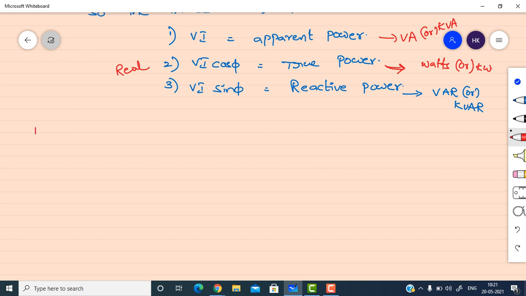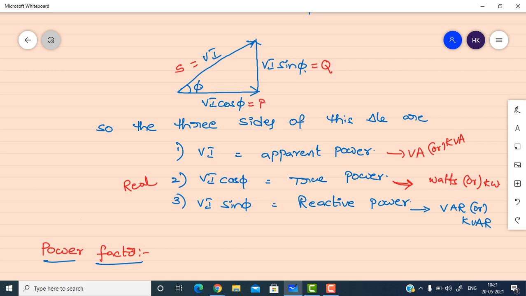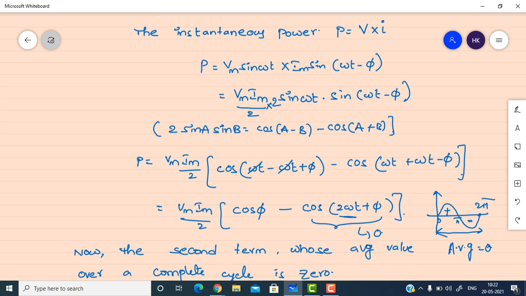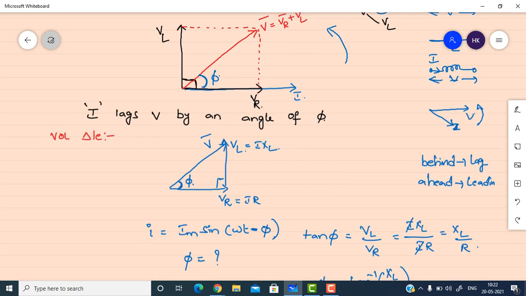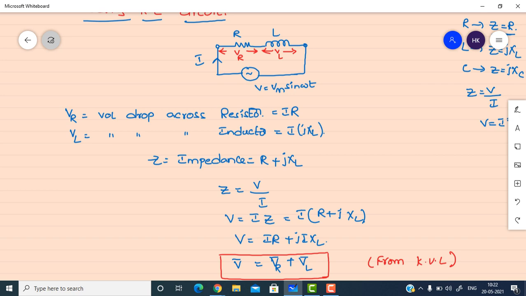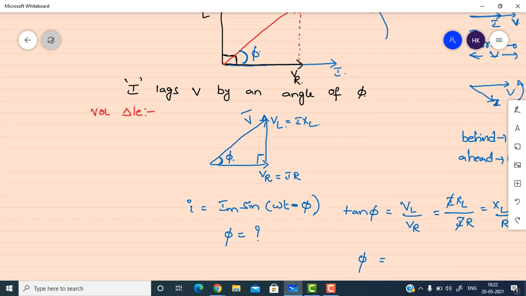Let's see one more important concept, power factor. So whenever the series RL circuit is given, you have to write up to this power triangle. Everything you have to write: average power of the series RL circuit, and voltage triangle, phasor diagram, and this one. This is the long answer question, and it is very, very important.